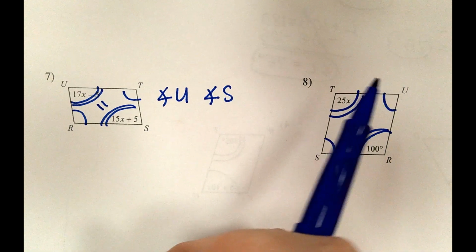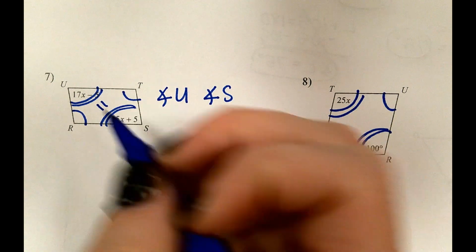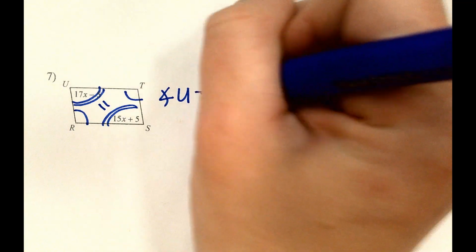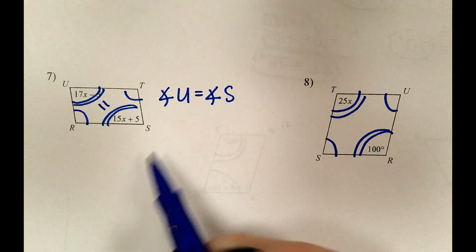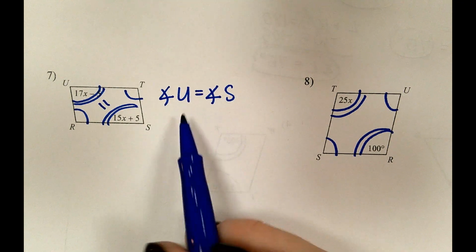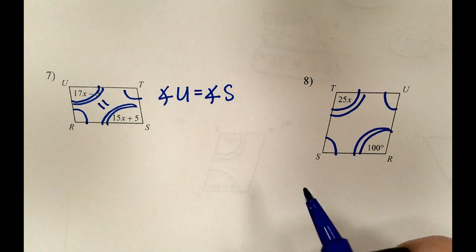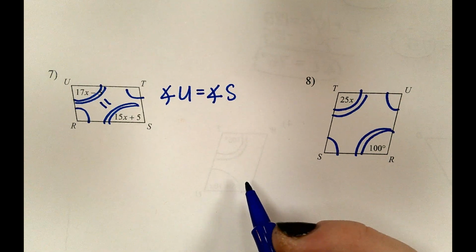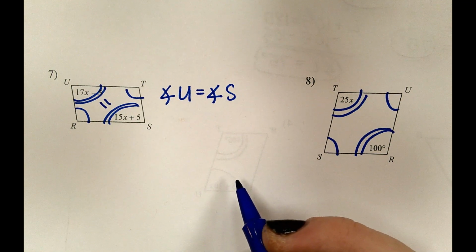So let's work through this problem. I have angle U is equal to angle S. What equation could I write knowing this fact? What could I plug in for U and S?